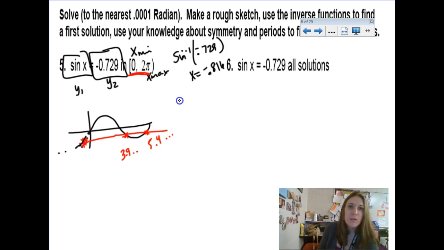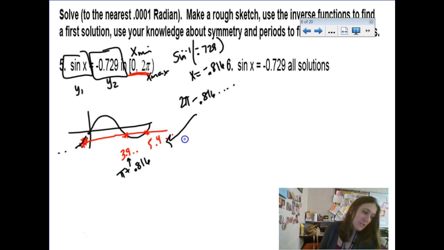So if you take 2 pi and you add to it or subtract from it this 0.816 decimal, you get this number right here. And then if you do the same thing with pi and you add that little tiny decimal, you get that. So what we're going to notice is that they wanted us to write all solutions. There's a few different ways we could write this.